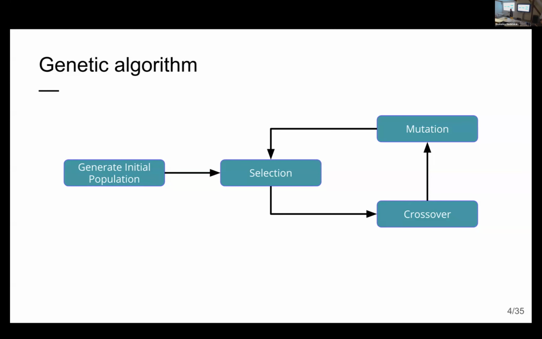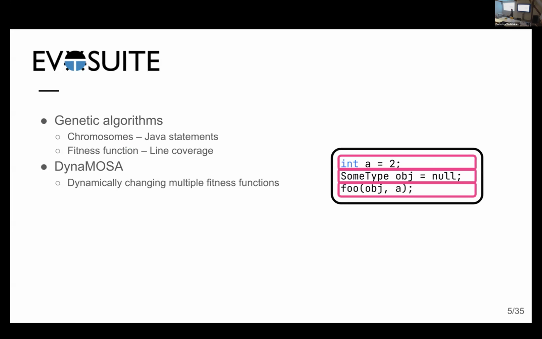And this cycle repeats until we run out of time or until the number of epochs that we want to see is completed. So EvoSuite uses this genetic algorithm. Each individual is a test case. It consists of statements, and EvoSuite is targeted at Java, and so we have Java statements as chromosomes, and the fitness function that is used for selection is basically line coverage. The better line coverage after this test is, the better the test is.